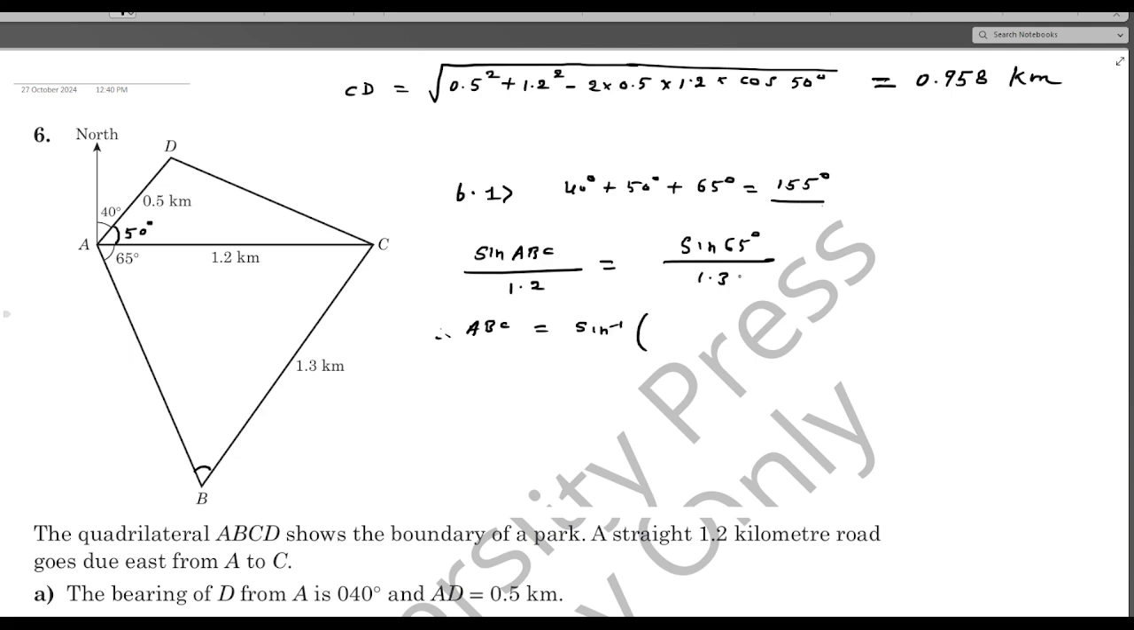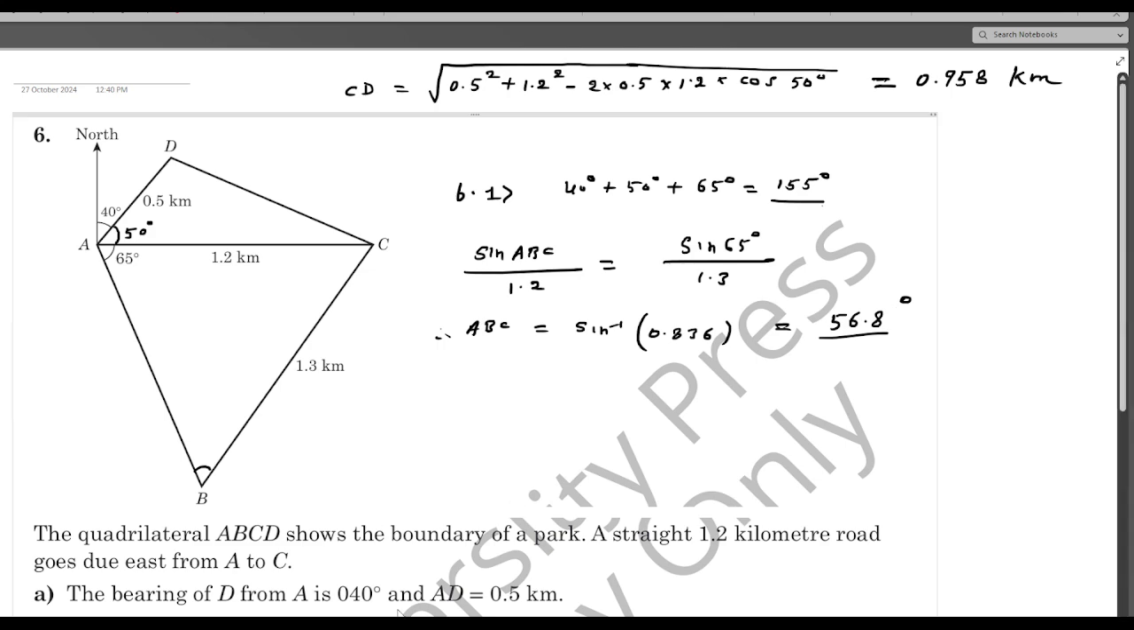So therefore your angle ABC will be sine inverse. Now I will do the calculation. Sine 65 divided by 1.3 multiplied by 1.2. So this all I got 0.836. So this is sine inverse of 0.836. I will use the value which I got in the calculator. So I have sine inverse of my answer. It is 56.8 degree. Angle should be one decimal place.